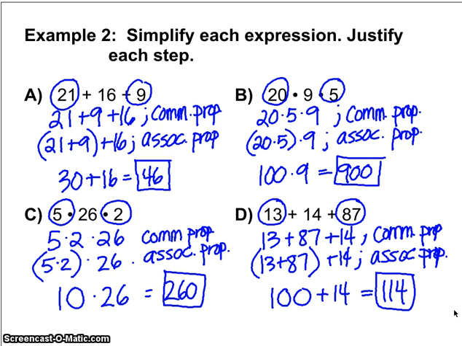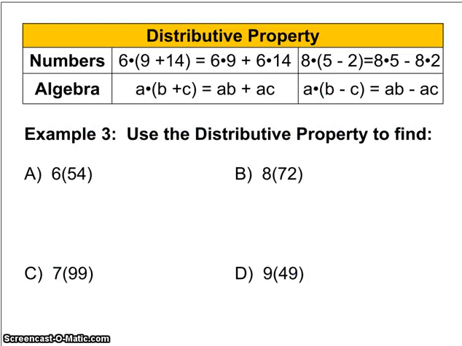So those are the first three properties. Commutative means to change the order. Associative means to change the groups. Identity means you can add 0 or multiply by 1 and the identity stays the same. I've got one more property for you. This is the distributive property.